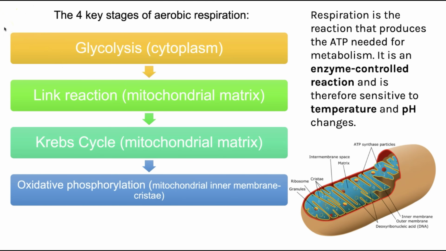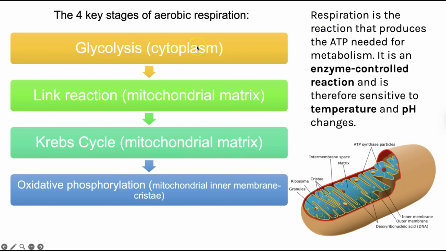Next is 3.5.2, respiration. There's aerobic and anaerobic respiration, and we are going to start with aerobic, which is split into 4 key stages. We have glycolysis, which happens in the cytoplasm of the cell, but the other 3 stages do happen in the mitochondria. The link reaction and the Krebs cycle happen in the mitochondrial matrix, which is the fluid-filled center. And oxidative phosphorylation happens on the cristae, or the inner mitochondrial membrane.